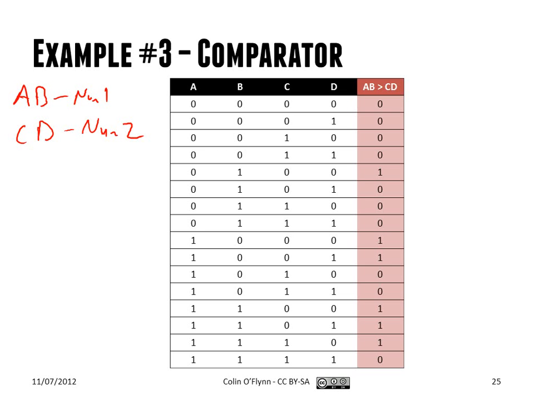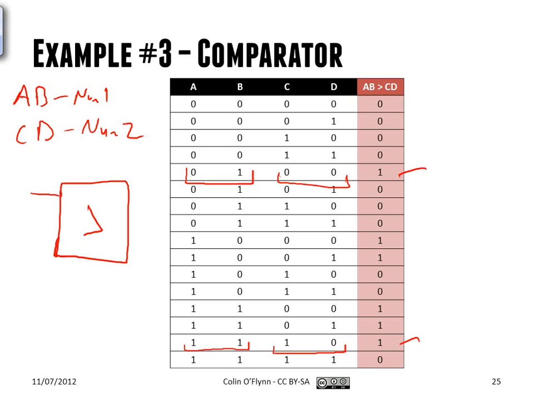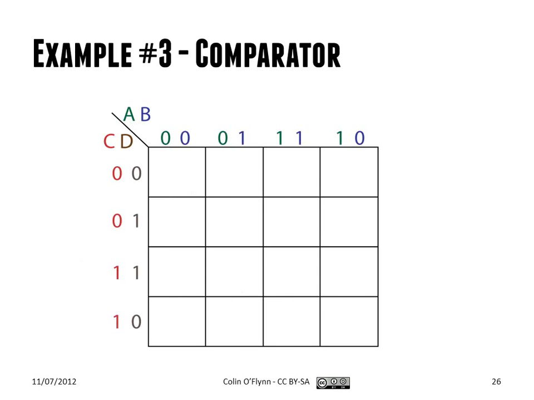So we can see, for example, here, A and B is binary 1, or decimal 1, C and D is decimal 0, so the output's 1. If they're the same, the output's 0, and anywhere else it's higher. So if A and B is decimal 3, C and D is decimal 2, the output's 1. So it's comparing 2 numbers that are input to A and B and C and D. So we could imagine the block like this. Number 1, number 2, and then out. So it's saying, is number 1 greater than number 2? So that's sort of a realistic example for something you might see.